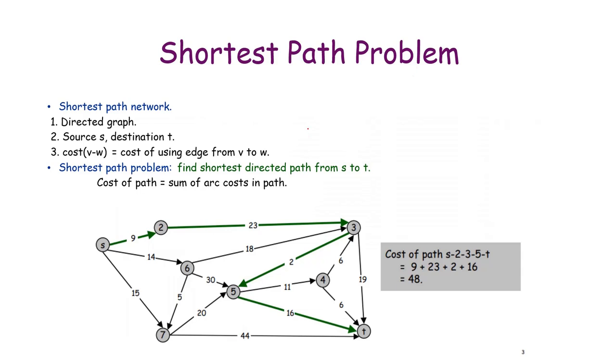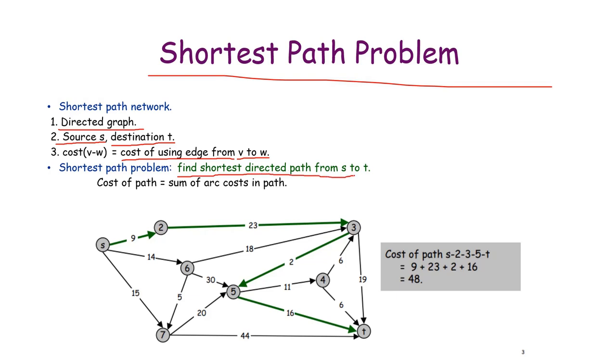So let's define what the shortest path problem itself is. The shortest path can be applied on a directed graph. In the shortest path, we usually have the source S and destination T. Cost VW is the cost of using the edge from vertex V to vertex W. In one sentence, the shortest path problem is the process of finding the shortest directed path from S to T. And the cost of the path is the sum of the edge costs in the path.